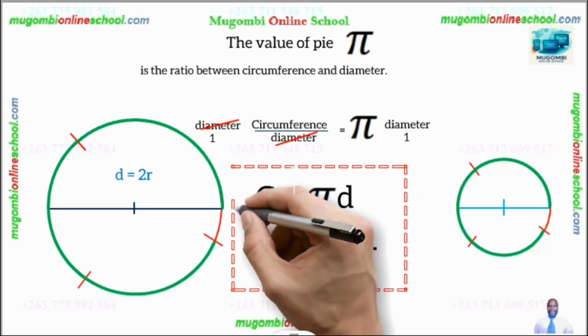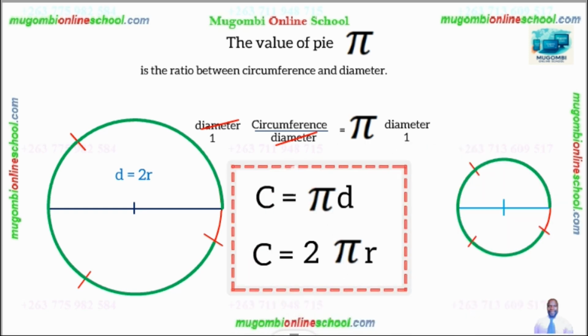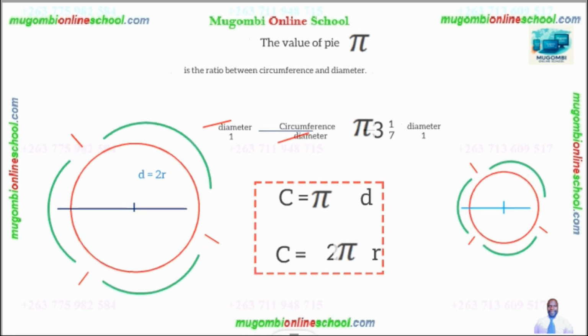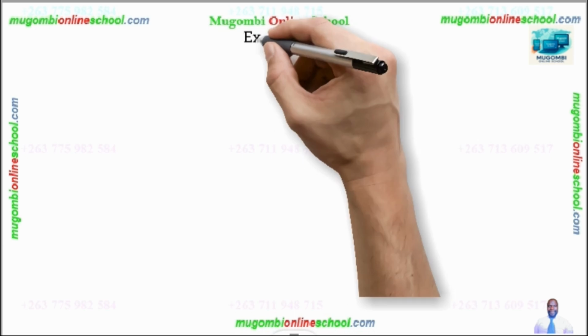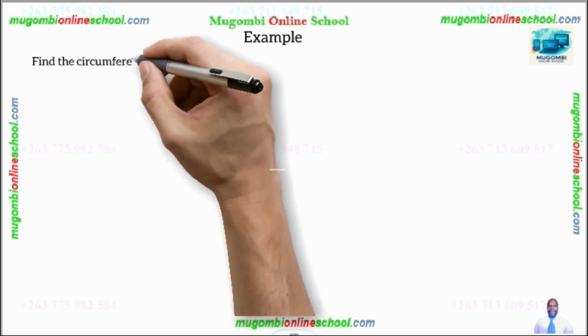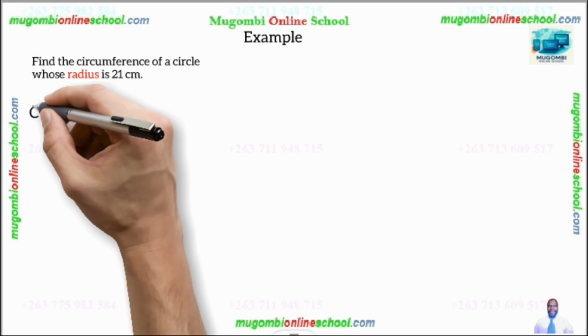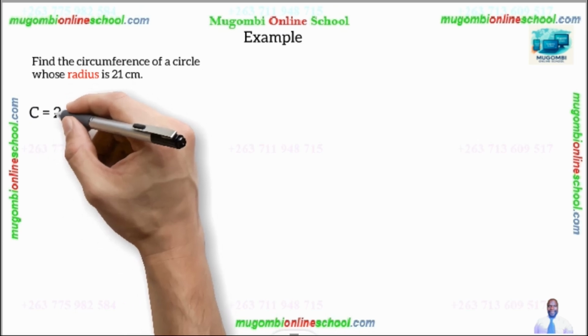So these two formulas can be used interchangeably to calculate the circumference of a circle, depending on the question. If you are given a question which requires diameter, you have to use C is equal to pi d. The one which requires radius, you have to use the appropriate formula.